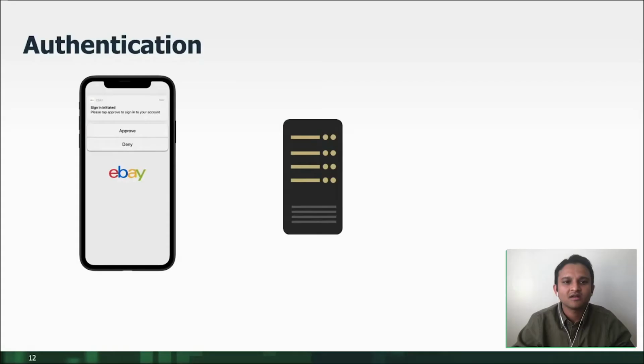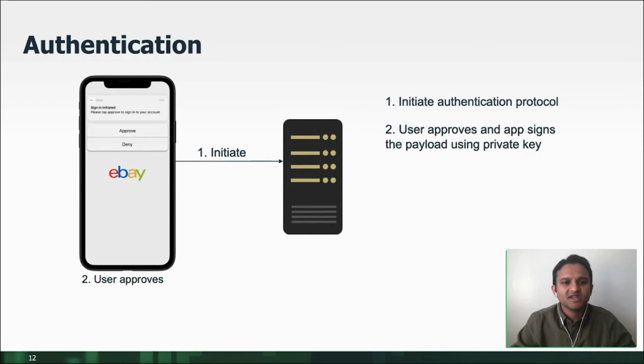So we have the same setup for authentication. And whenever the user tries to authenticate against their account, we send a push notification to their enrolled device. On receiving the notification, the client app initiates the authentication protocol with the server. This also helps us validate whether the request is valid or not. The user then approves the request, and the app uses the private key to sign the payload in the notification and send it back to the server.